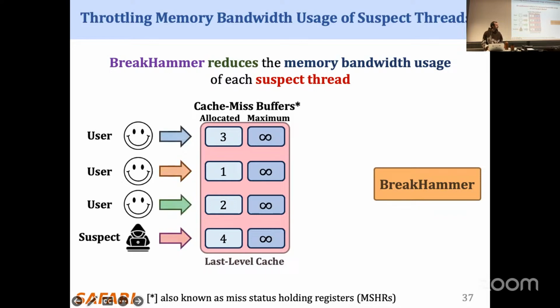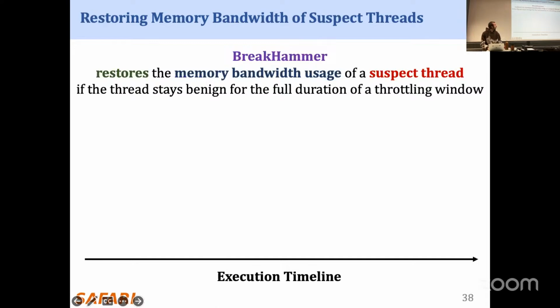As the threads execute, they start making memory requests to main memory and start using these cache miss buffers. When BreakHammer detects a thread as suspect, it limits the number of cache miss buffers the thread can allocate. If a thread reaches their allocation quota, they are no longer allowed to make new memory requests that miss in the last level cache, and they must wait for their earlier requests in the main memory to be resolved. BreakHammer restores the memory bandwidth usage back if a thread stays benign for the full duration of a throttling window.